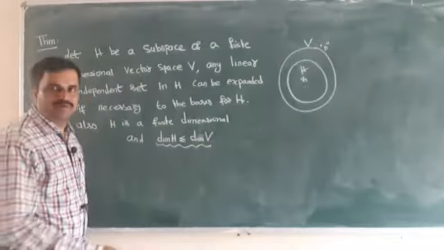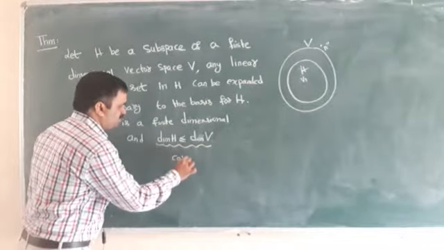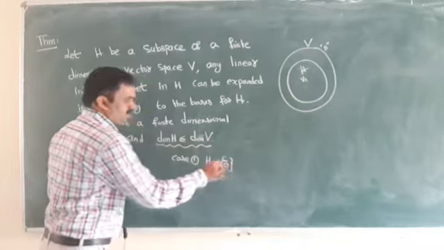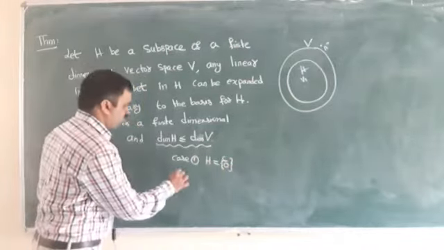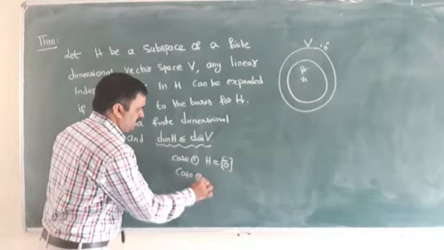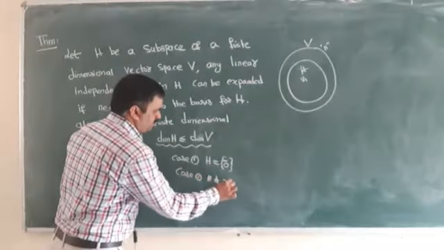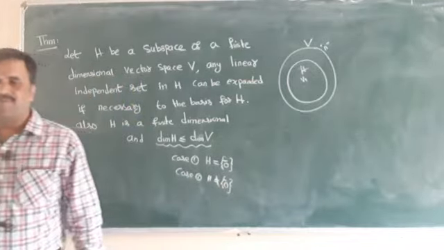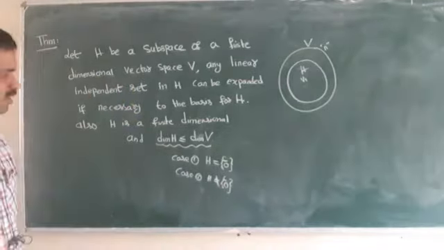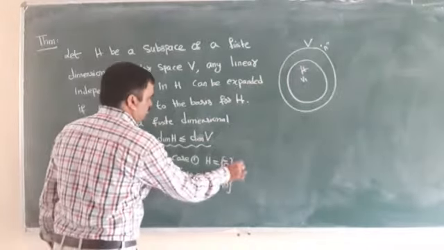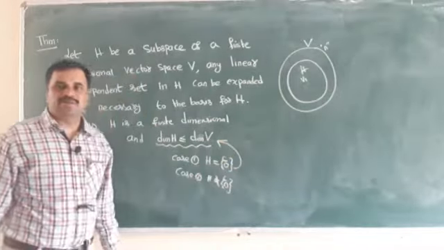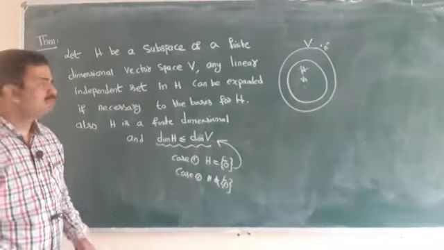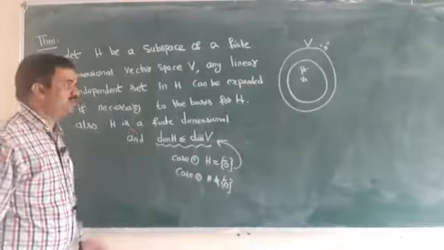For this, we are going to prove two cases. In case one, I am considering H is equal to the zero vector, and in case two, I am discussing H is a non-zero vector. In these two cases I am going to prove dimension of H is less than or equal to dimension of V. Come on, write the proof.